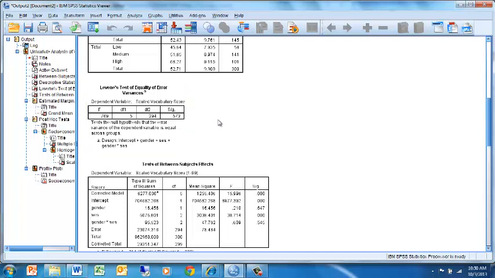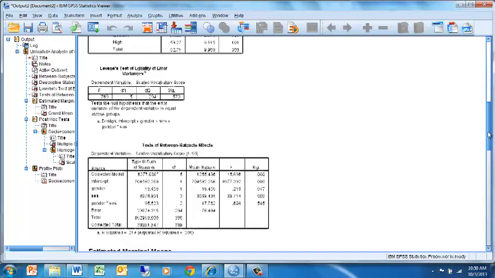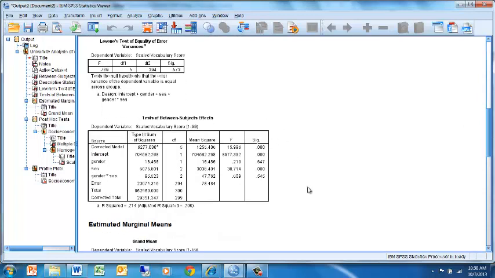The null hypothesis is that the variances are equal across groups, and we fail to reject that assumption based on this. So as we go down here to our Anova table, what we're looking at here is we have gender. This is the main effect for gender. This is the main effect for SES. Below that is the interaction term between gender and SES.